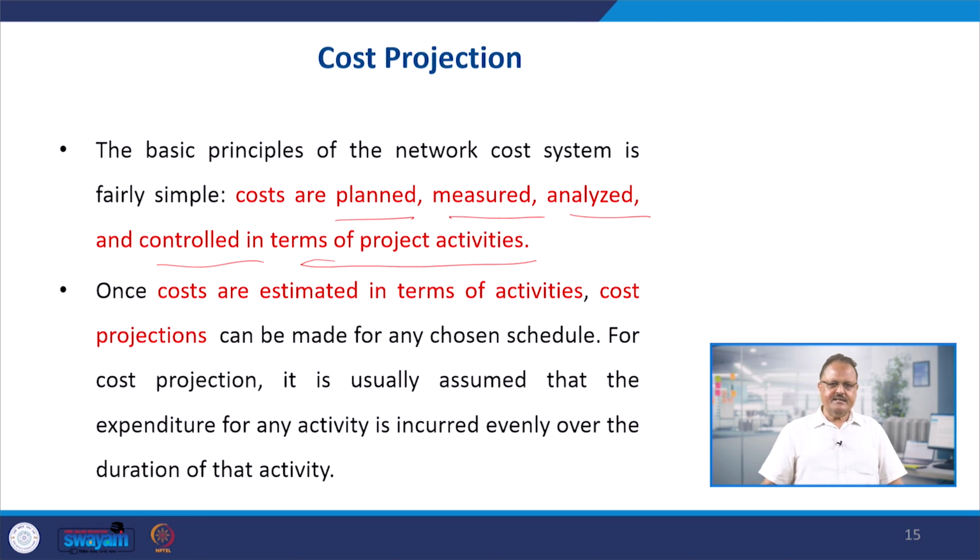For cost projection, it is usually assumed that expenditure for any activity is incurred evenly over the duration of that activity. Practically it may not be possible that all the expenditure is evenly incurred during the duration of that activity, but it is assumed that we will evenly distribute the total cost we have estimated for that activity. That is the normal assumption, and it does not affect the overall cost estimation of that activity.